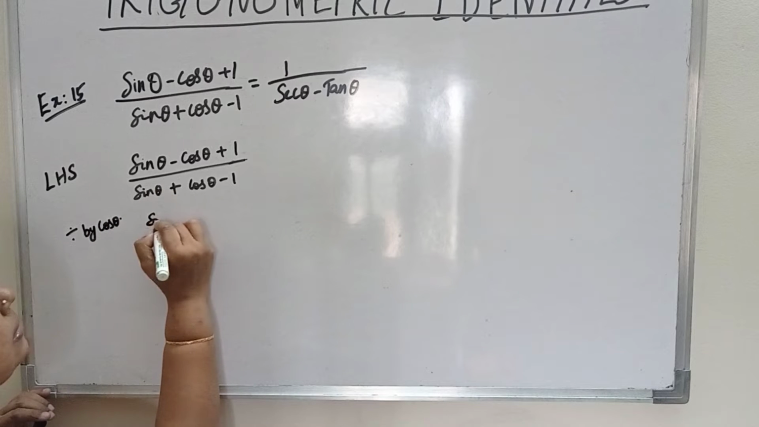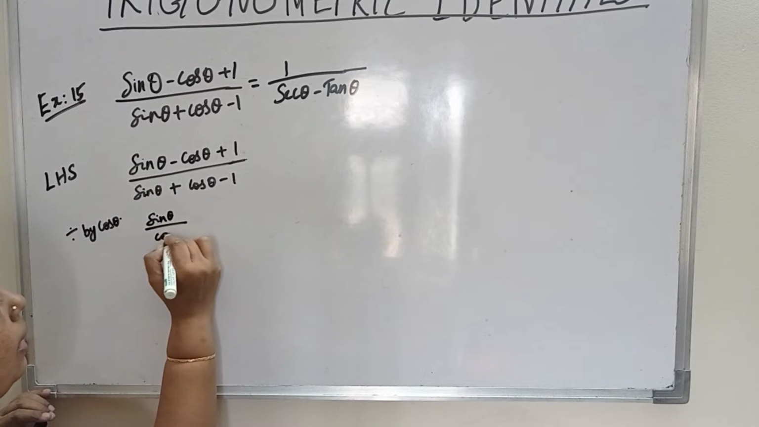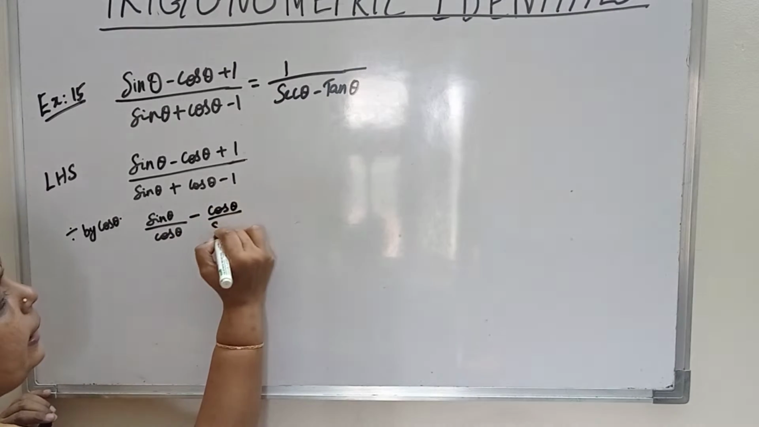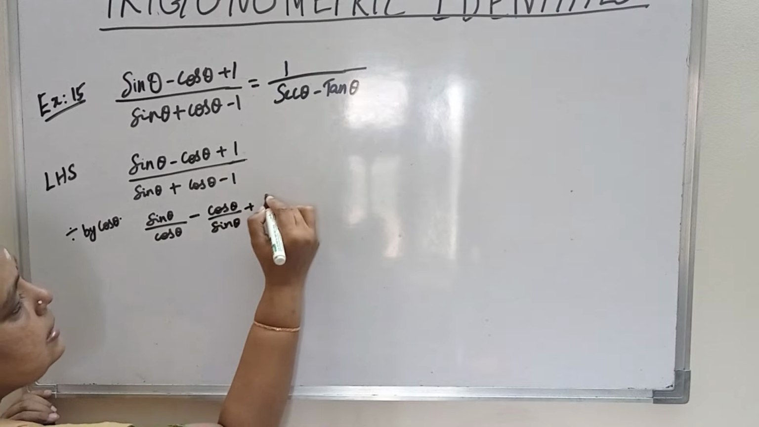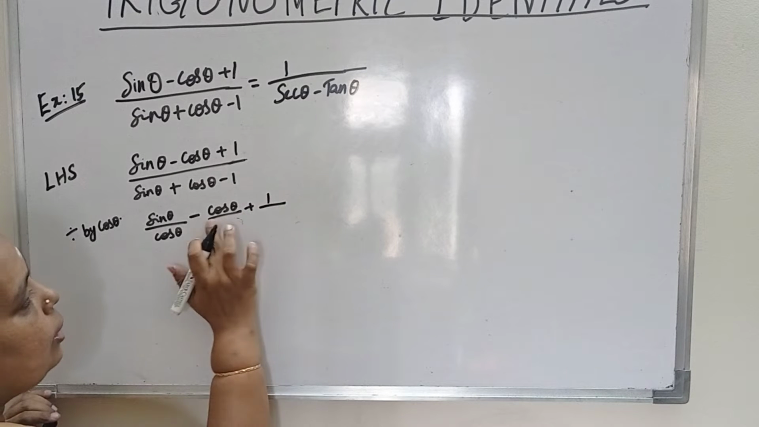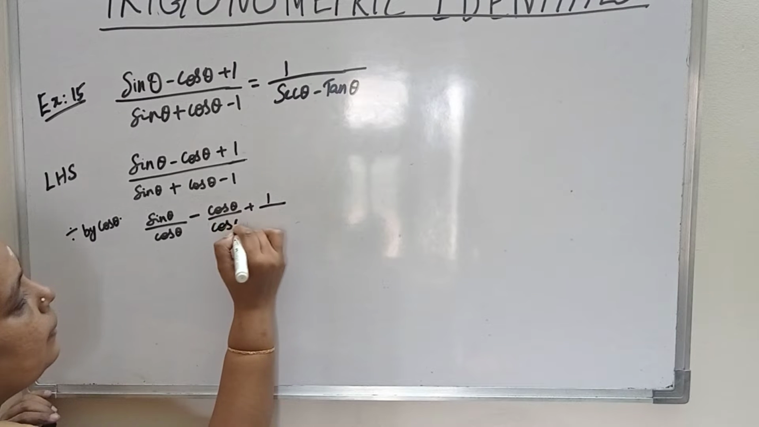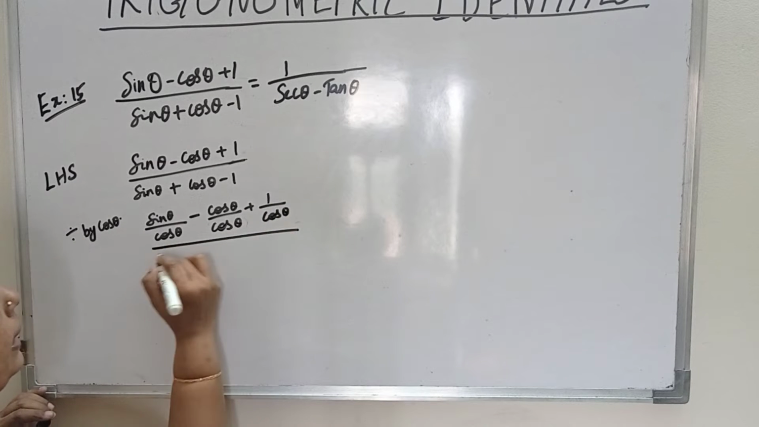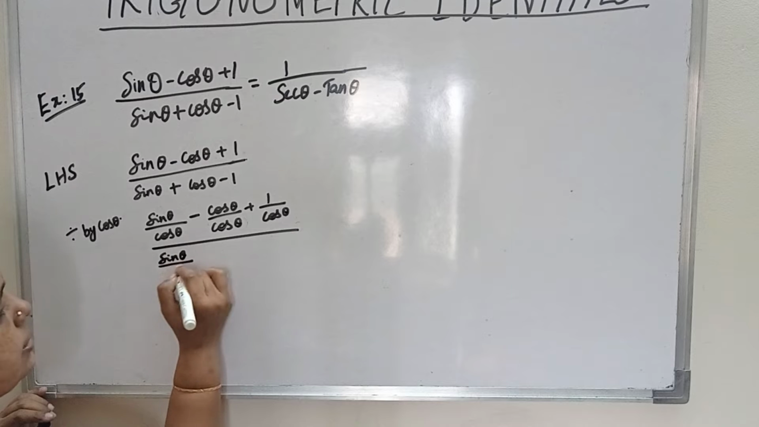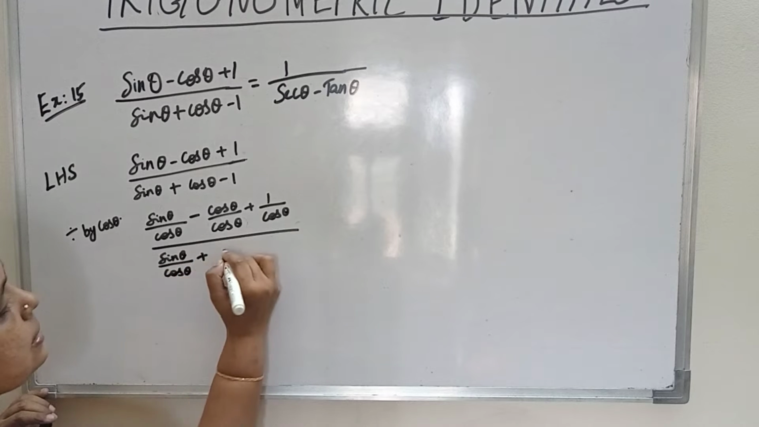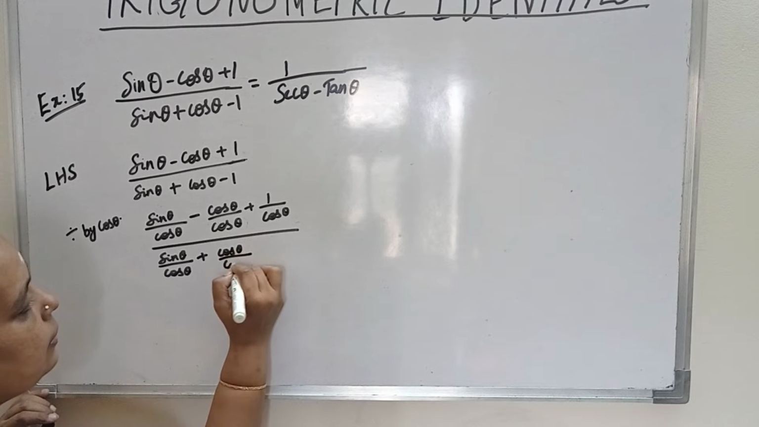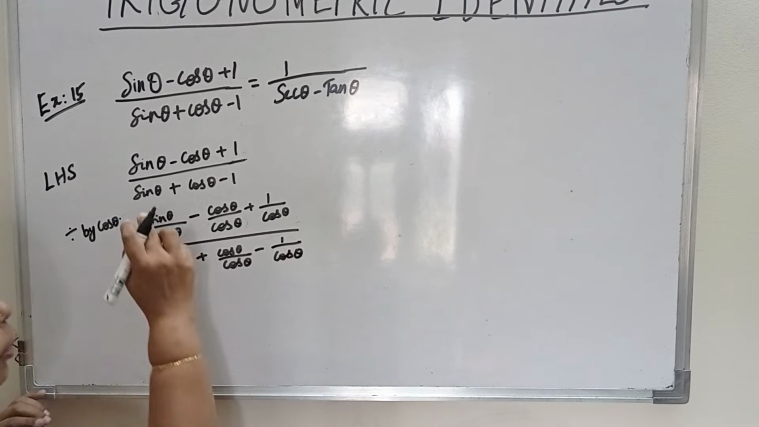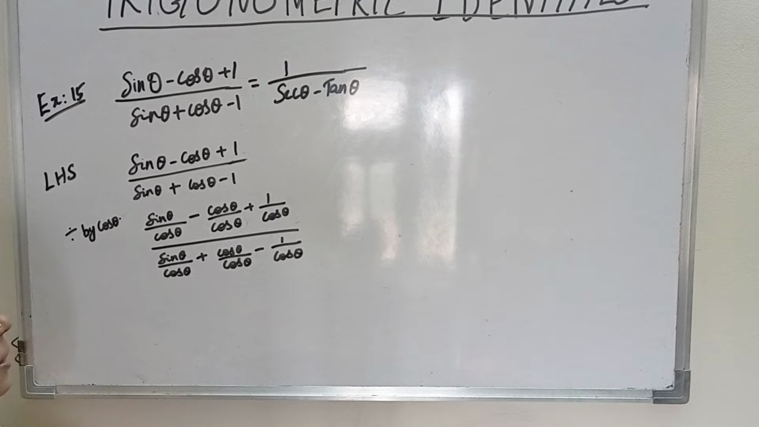we get sin theta by cos theta minus cos theta by cos theta plus 1 by cos theta, divided by sin theta by cos theta plus cos theta by cos theta minus 1 by cos theta. So we are going to divide each element by cos theta.